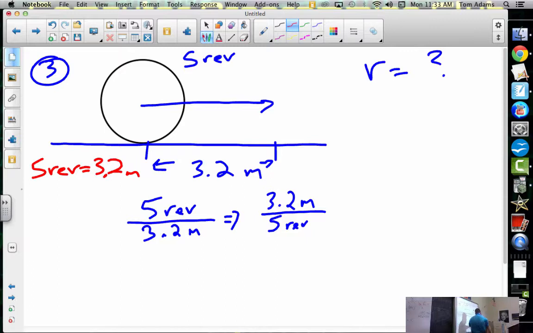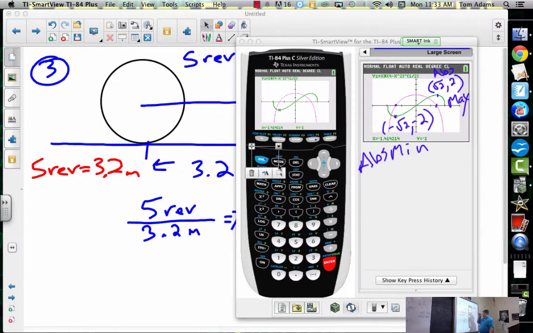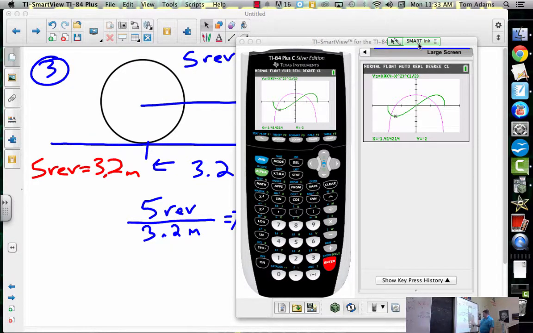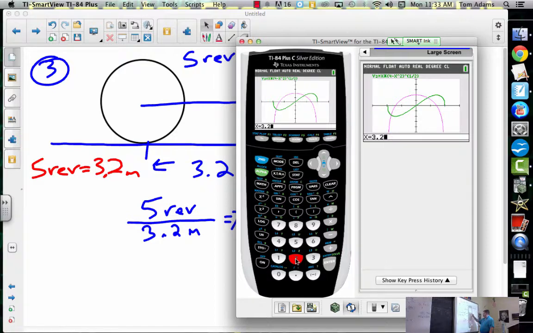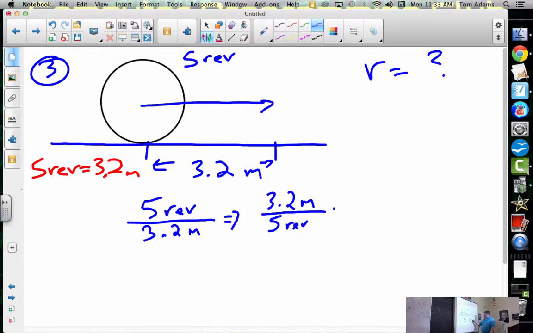So if we do it this way, I could reduce it by dividing the top number and bottom number by 5. So if I pull in my calculator, and I say 3.2 divided by 5, I get 0.64. What does that mean? Well, that means 0.64 meters is how far it moves in 1 revolution.